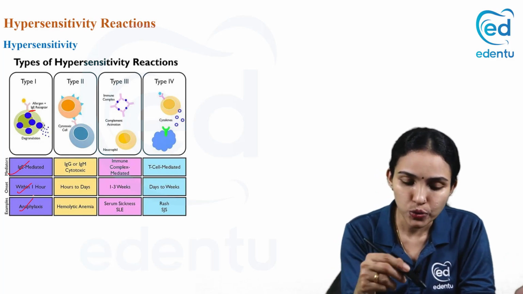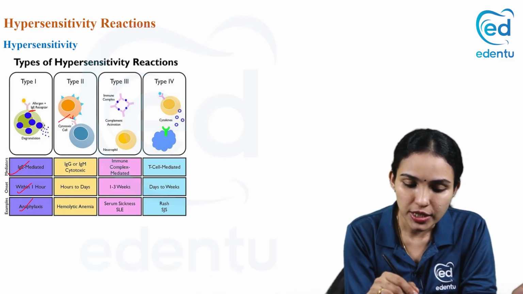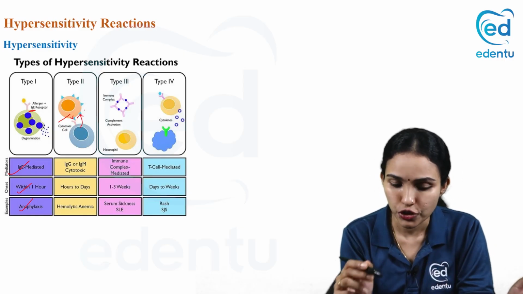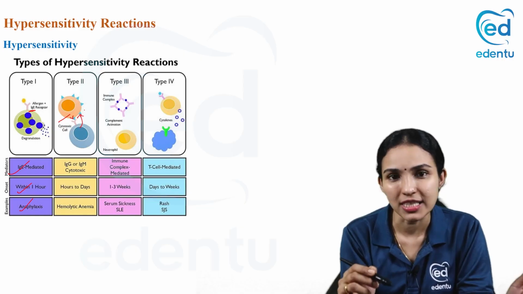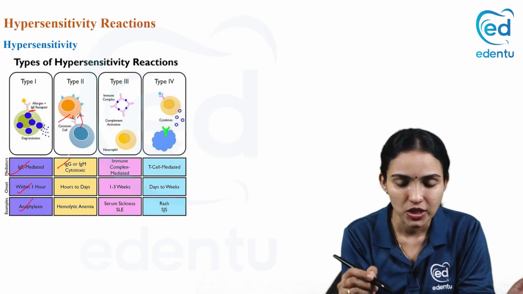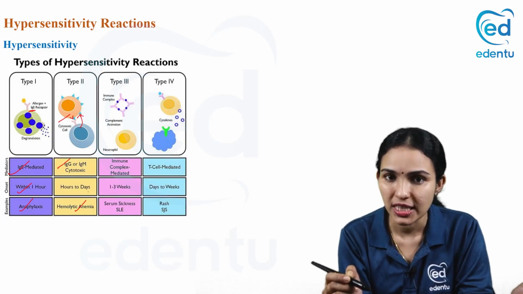And what about type 2? Here you can see there is a cell. On the surface of the cell there are antigens to which an antibody is binding. This in turn leads to destruction of the cell. So it is a cytotoxic reaction, but it is mediated by antibodies: an IgG or IgM mediated cytotoxic reaction. It occurs in hours to days. An example of this is hemolytic anemia.